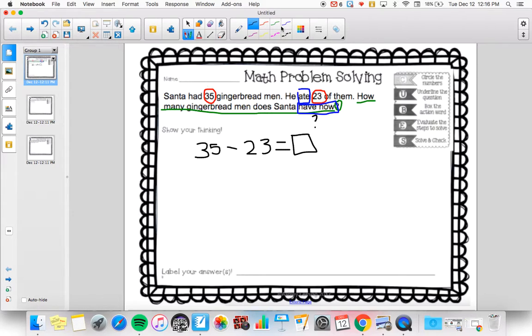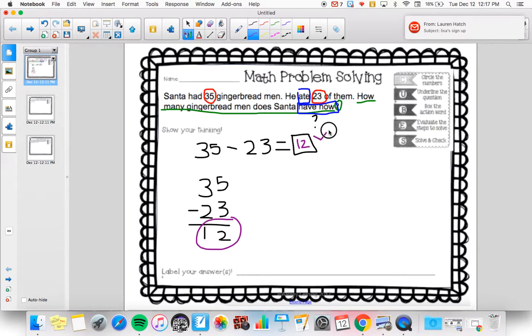So there are a couple of different ways. You could do the standard algorithm by just stacking up 35 minus 23. And we know that 5 minus 3 would be 2, and 3 minus 2 would be 1, and our answer would be 12. So the way that I ask my friends to check is that they stick their answer back in this box and see, does this make sense? 35 minus 23 equals a smaller number? That makes sense. So I'm going to put a little check right here.